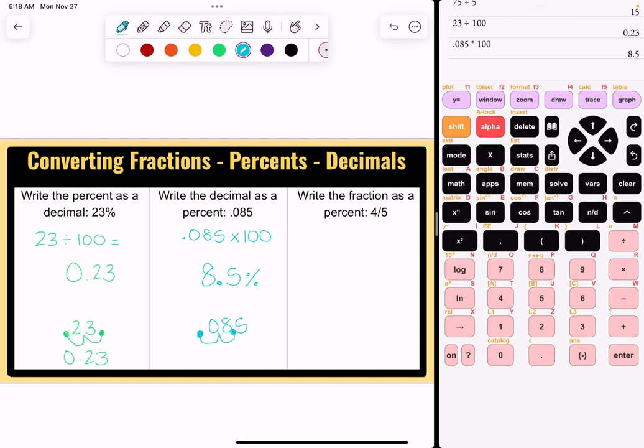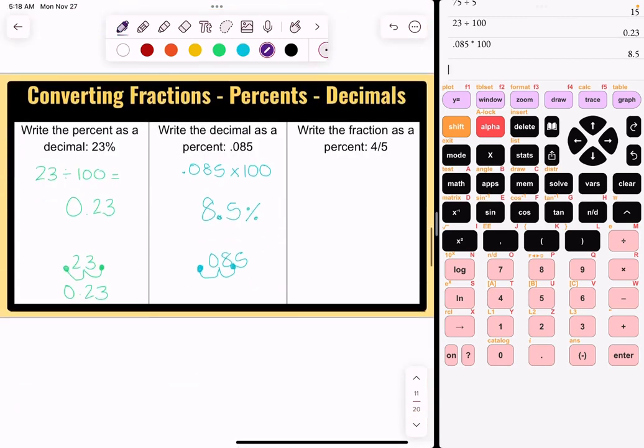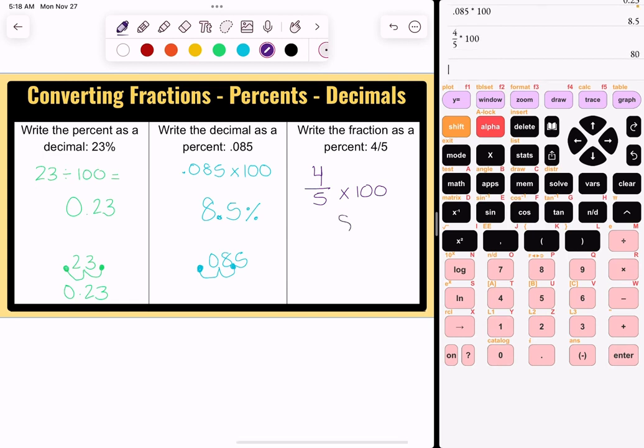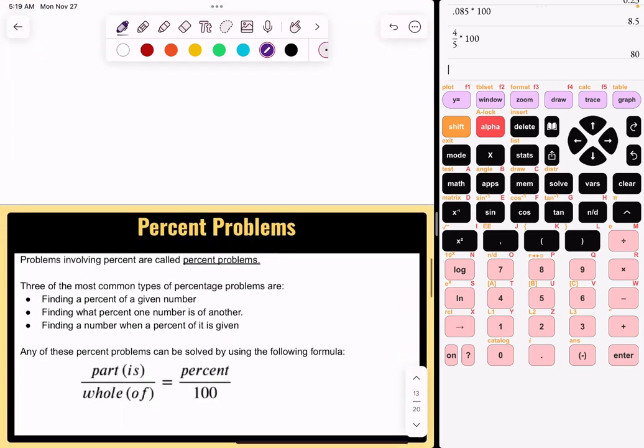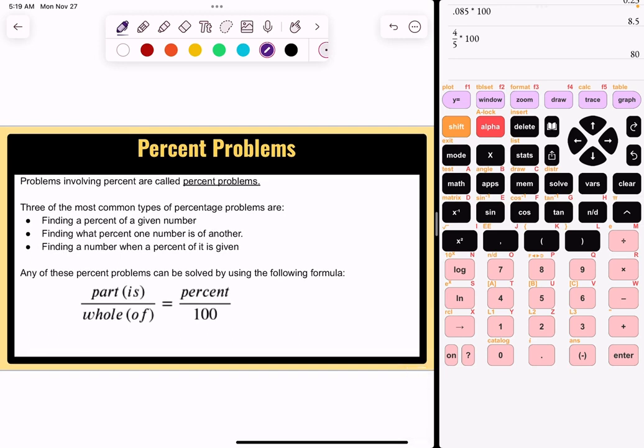Then the last one, write the fraction as a percent. Fraction to a percent, we're going to times by 100. So 4 over 5 times 100. We get 80%. Good. 4 divided by 5 is 0.8. 0.8 times 100 is 80%. Good. Alrighty. Now let's look over some percent problems.